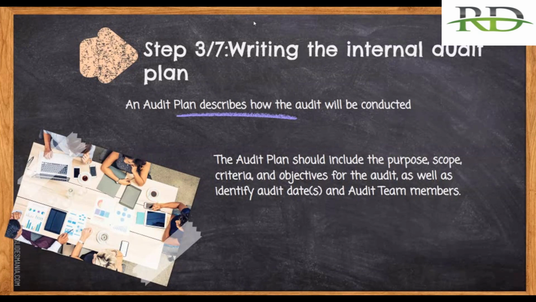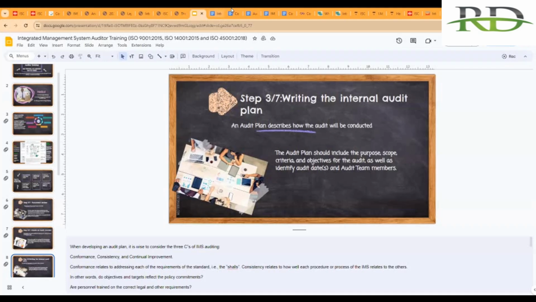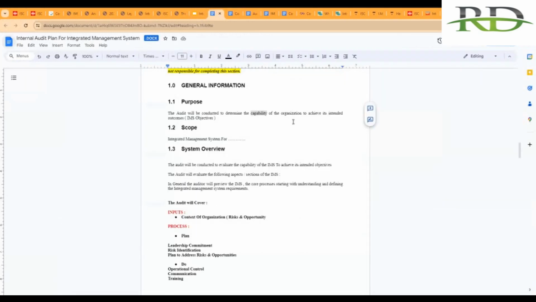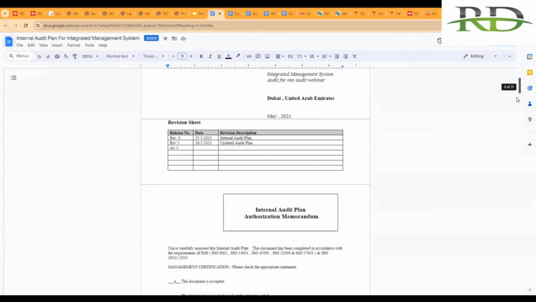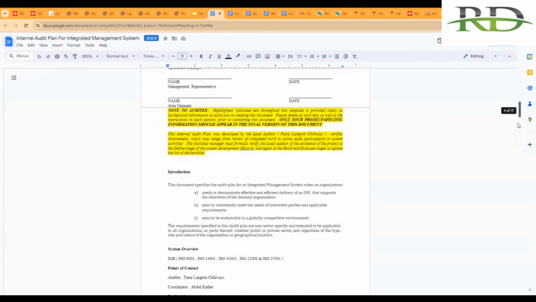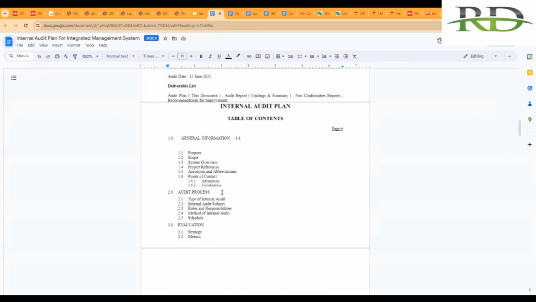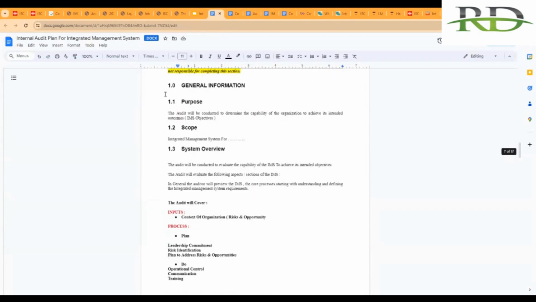So this is now how you use an audit checklist and how you write an audit plan. For an audit plan, we have given you a template already, so I'm just going to go through this template. To describe how the audit is going to be conducted, you are going to do it in 3 sections. There's a section where you write the general information about the audit, then information about the audit process, about the evaluation, and also the metrics. So we are going to start with the general information.